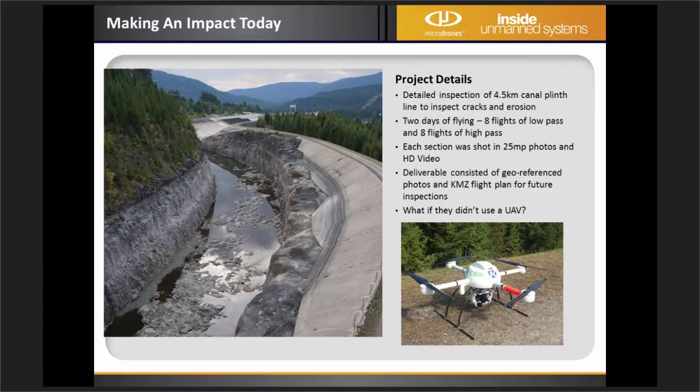The deliverable consisted of a KMZ on Google Earth, and each point had a photograph, and they could click on it and see the reference. Again, they could rank the hot spots that needed to be repaired immediately, or those that they could wait on until the next inspection happens in 5 years. So moving on to the next one.